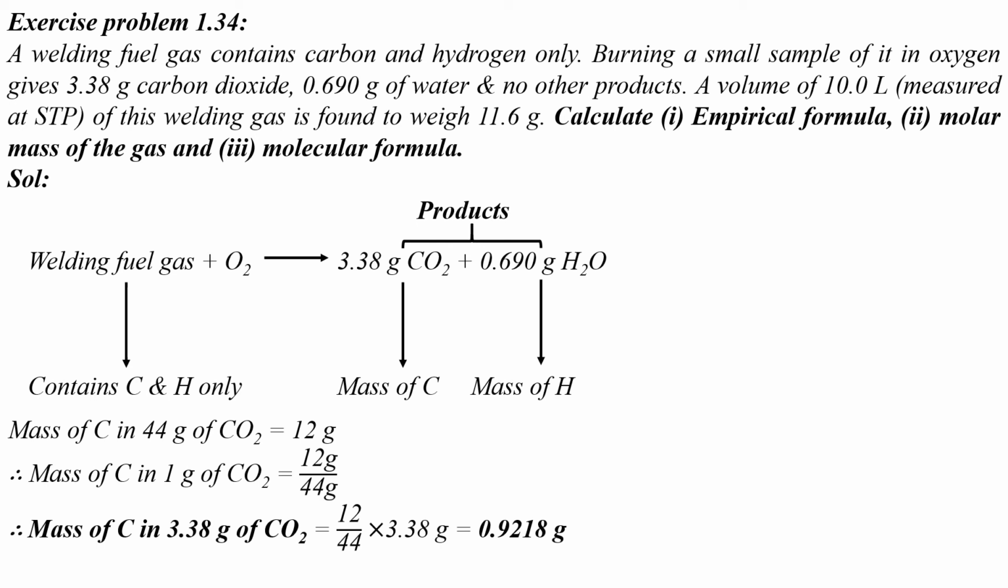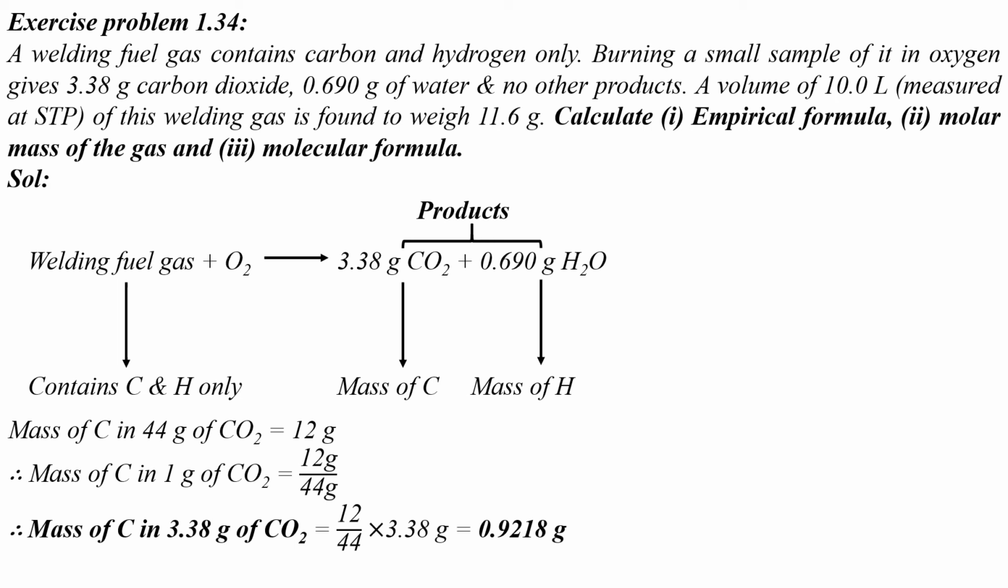That means I have 2 apples. So what is the significance of this unitary method? It is that we find out the value of 1 unit first and then we further use the answer obtained to find the value of multiple units. That is what is done in our problem. First of all, we find out the mass of carbon in 1 unit, that is 1 gram of carbon dioxide, and then further use the answer obtained to calculate the mass of carbon in 3.38 grams of carbon dioxide. So what is the answer we get? It is equal to 0.9218 grams.